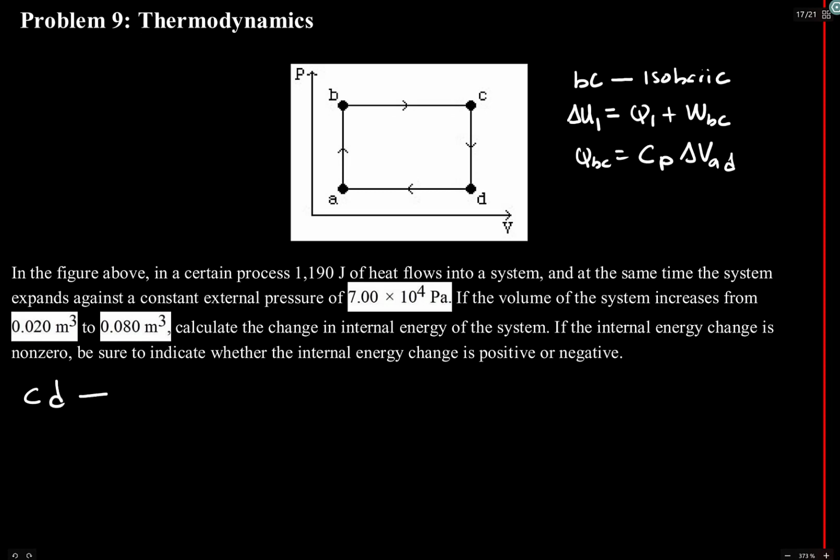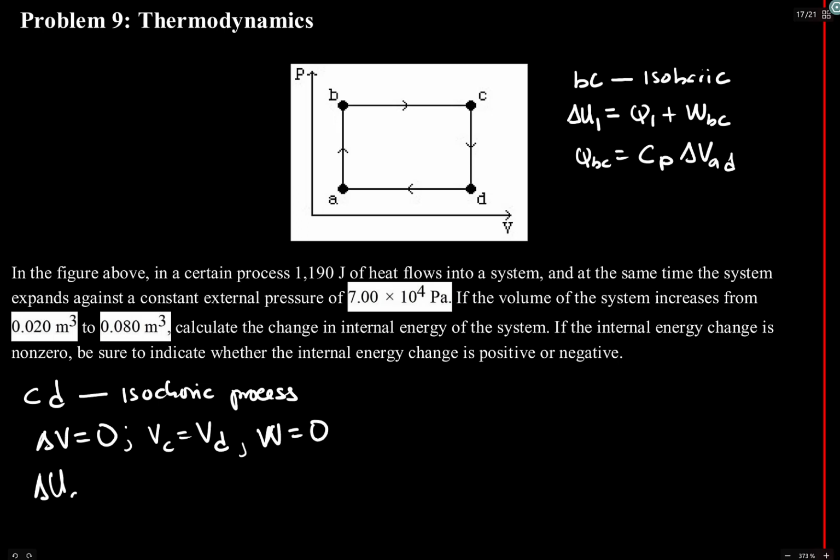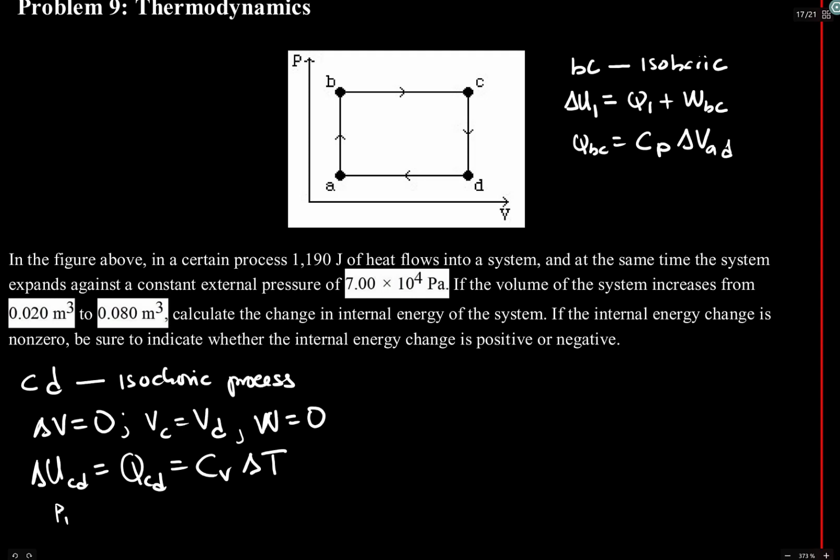Similarly, CD is an isochoric process. Isochoric in the sense that there is no change in volume, which means that VC is equal to VD. And if there is no change in volume, the work done is equal to zero. And if the work done is equal to zero, delta UCD is equal to QCD, which is just CV multiplied by the change in temperature. Now, because the volume is constant, it's also important to keep in mind that PC over TC is equal to PD over TD.